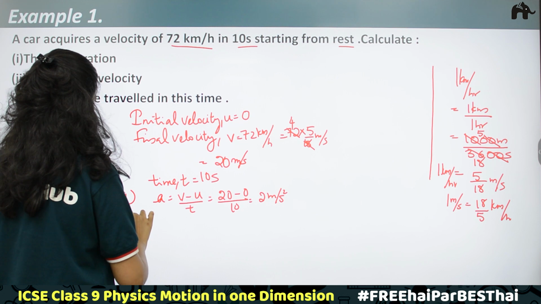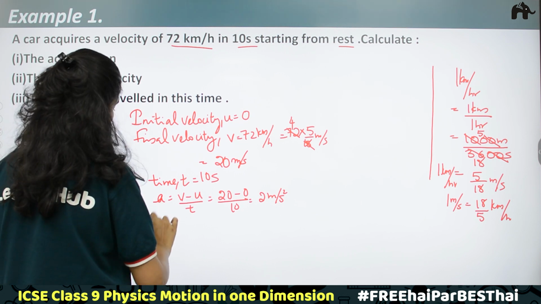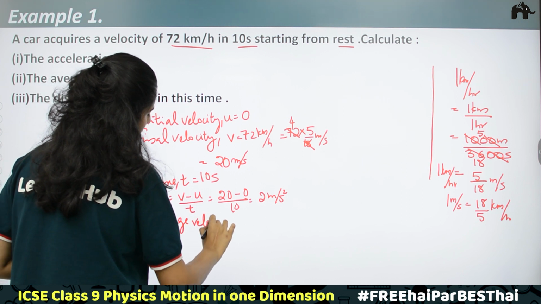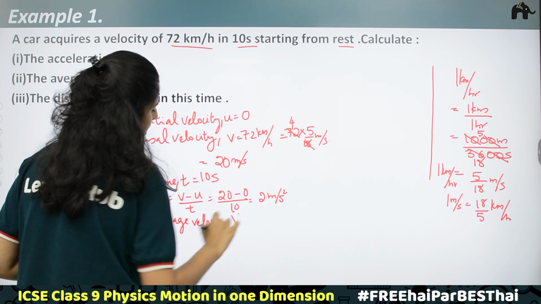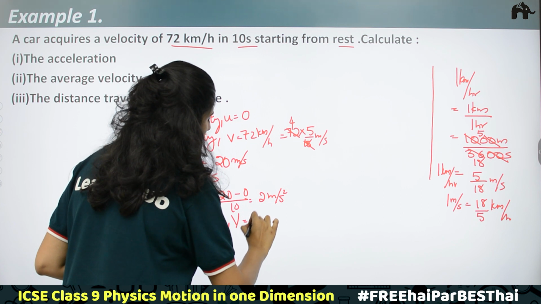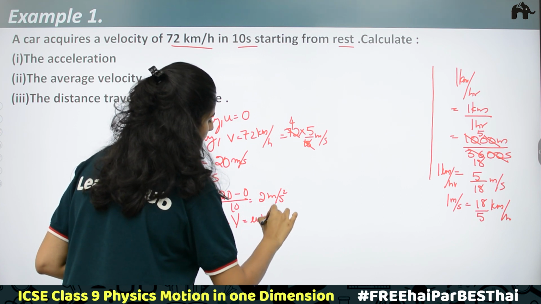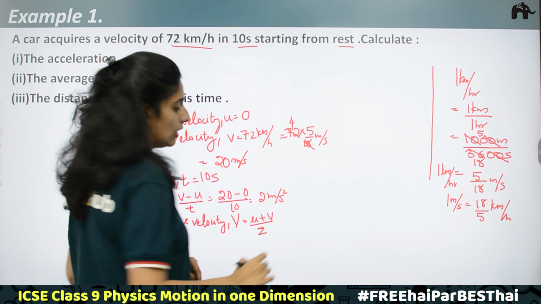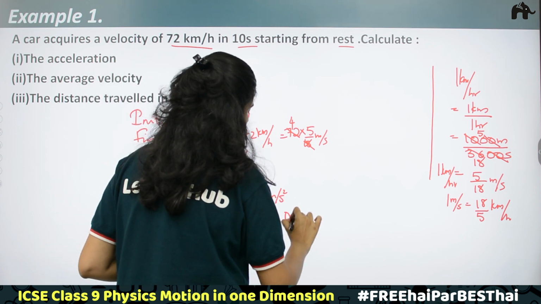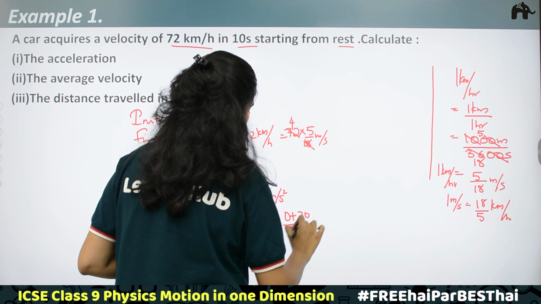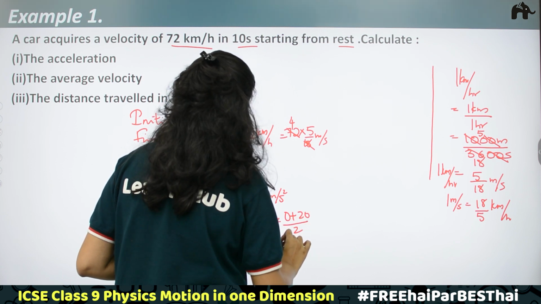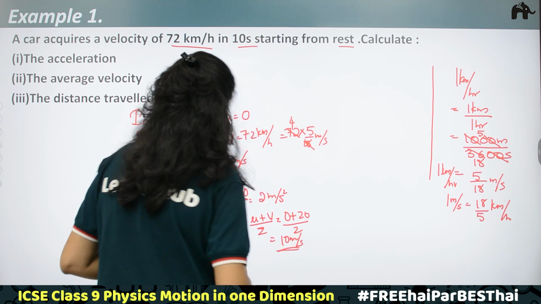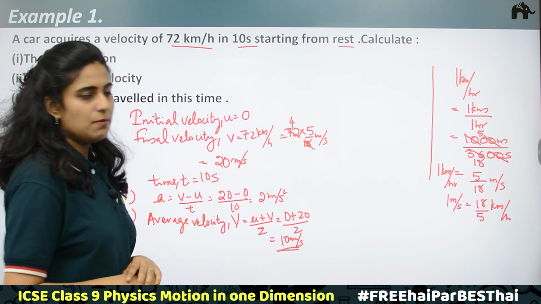Okay. Now the second part of the question, we have to find the average velocity. What about average velocity? Average velocity, let's take capital V, will be equal to initial velocity u plus final velocity V divided by 2. Okay. Here initial is 0, final is 20 divided by 2. Therefore, you will be getting 10 meter per second. So, average velocity is 10 meter per second.